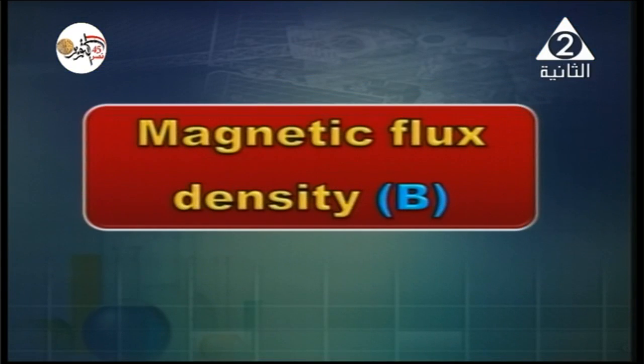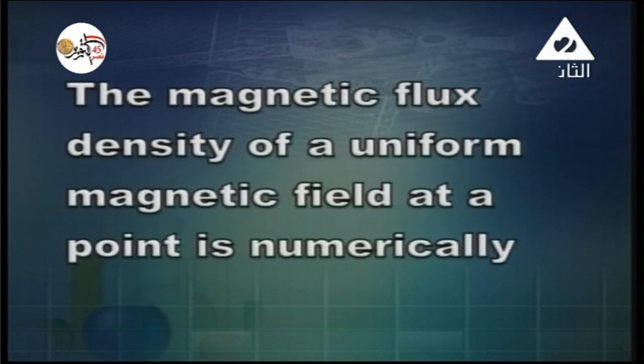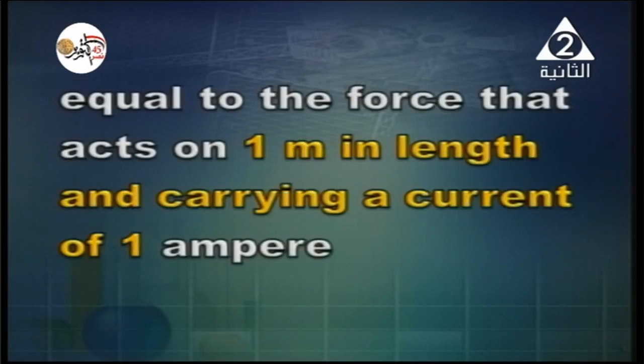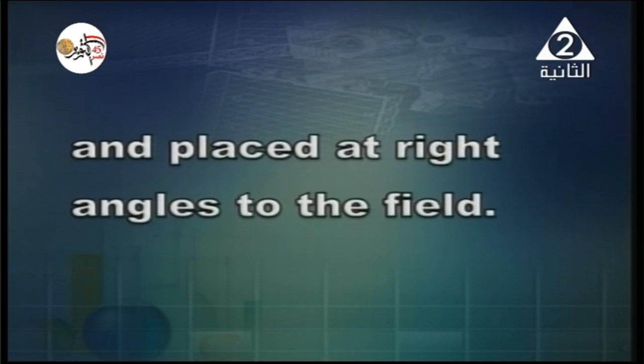Magnetic flux density B. The magnetic flux density of a uniform magnetic field at a point is numerically equal to the force. It means we can now give another definition of magnetic flux density. It is equal to the force that acts on a wire 1 meter in length, carrying a current of 1 ampere, and placed at right angles to the field.